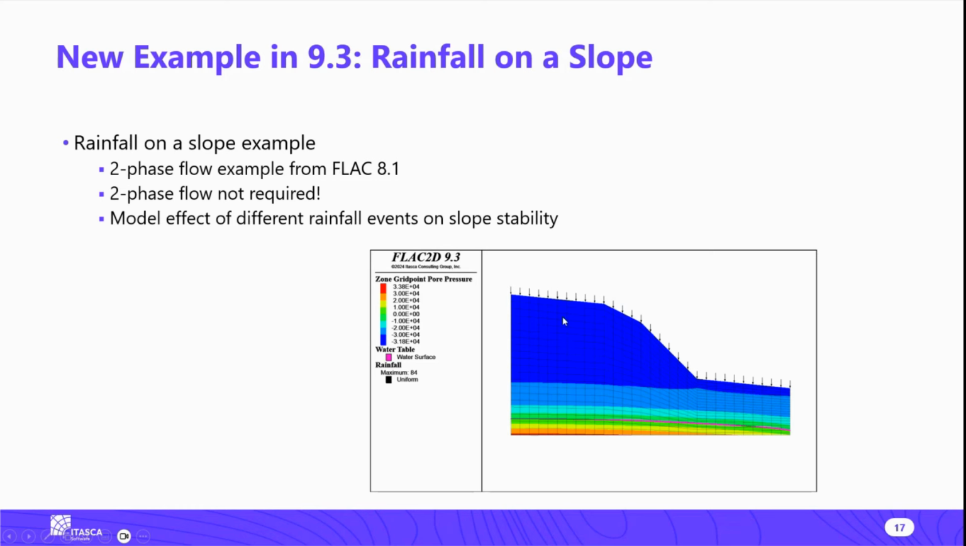The example is a slope. You can see it here with some relatively small amount of rainfall, which is happily stable, sitting there. And then what we're simulating is a large rainfall event, which changes the sort of saturation here, and then you can see what happens.